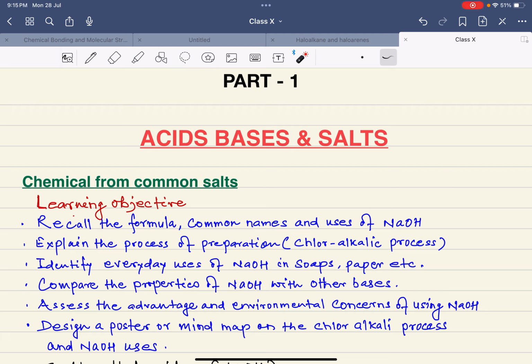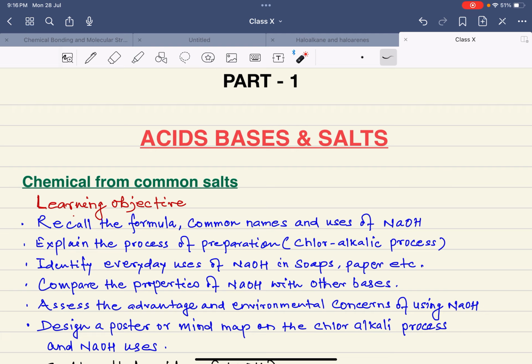Today we are going to talk about chemicals from common salts. In class 10, chemicals from common salt means compounds prepared from common salts. Number 1 is sodium hydroxide, also known as caustic soda. So, how sodium hydroxide is prepared and why it is known as caustic soda, the usage of sodium hydroxide, and products formed like hydrogen and chlorine.